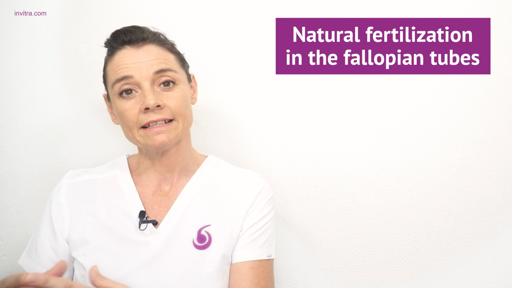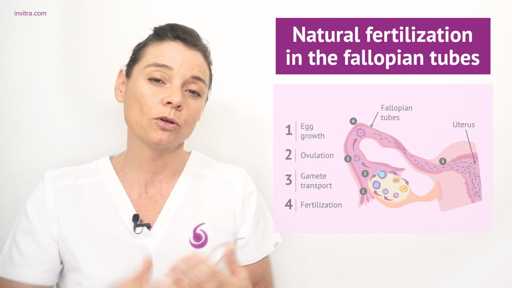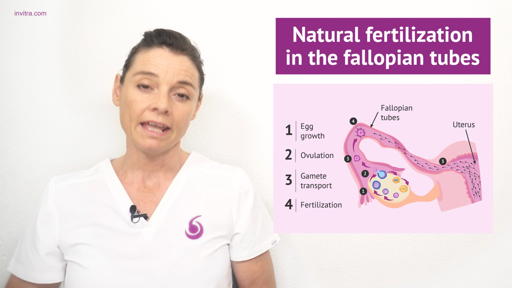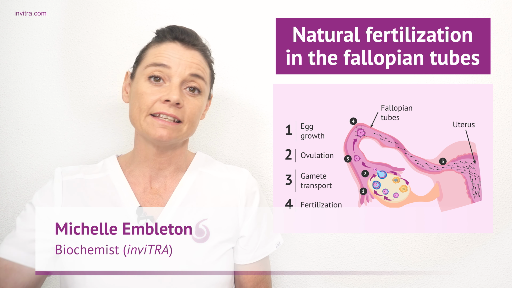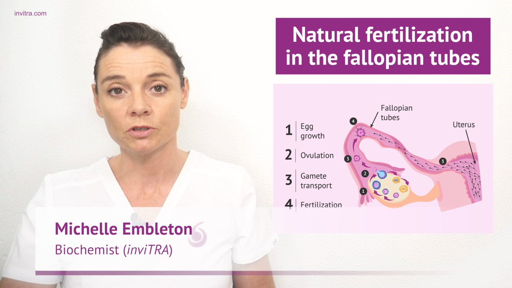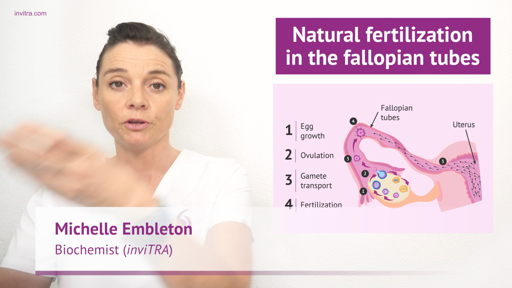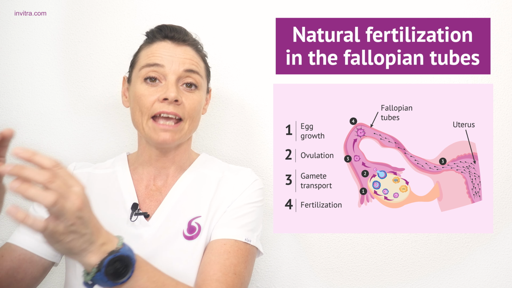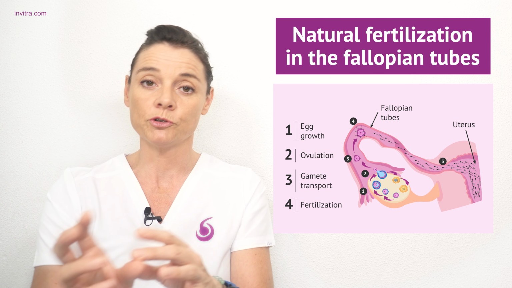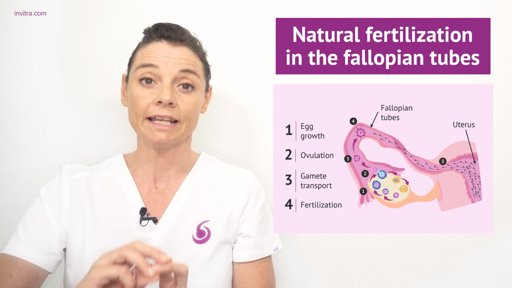Well, to have a look at this, let's just go back a little bit and look at the process of fertilization. In order for natural conception to occur, the egg is released into the fallopian tubes and the sperm must swim up through the uterus, through the fallopian tubes, where fertilization takes place. Then the embryo will move down the fallopian tube into the uterus where it will implant.